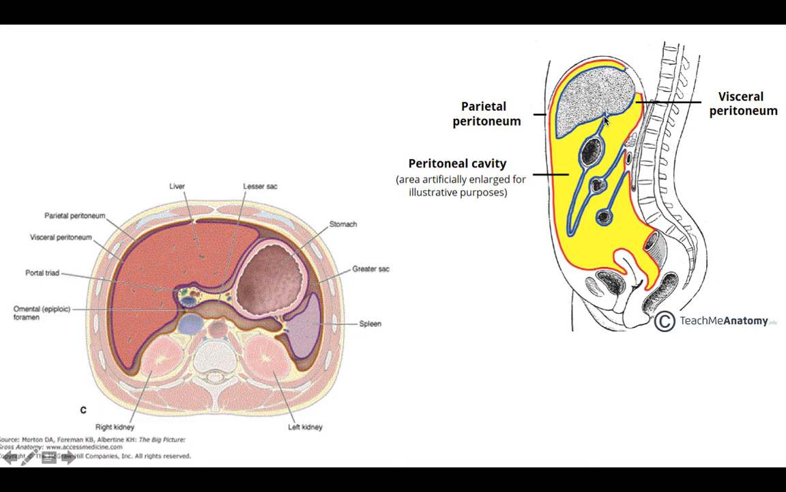The viscera means organs. And then you have the space in between, which was enlarged here, so it shows in yellow. That space is the peritoneal cavity, and that's going to be filled with that serous fluid. And so just like your other serous cavities, here the same thing.